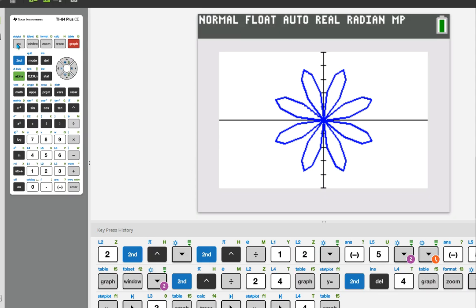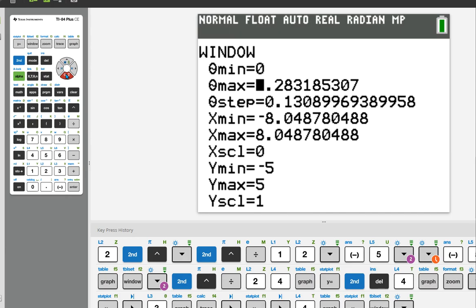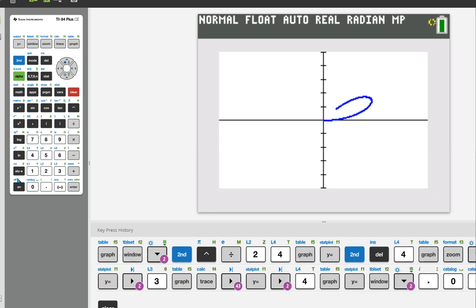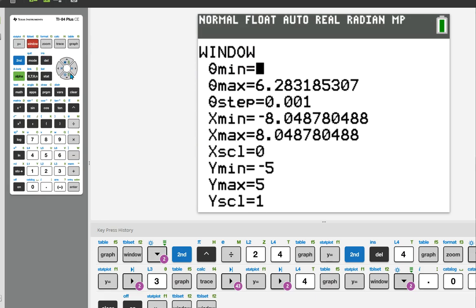So if we changed our T-step, now I'm going to make a really long video, sorry. If we go to window and change our T-step to like, watch this, 0.001, watch how slow it'll go. Then it's gonna like inch along, but watch how pretty the little petal will be. It'll be all nice and round, but nobody wants to wait that long. So clear, enter, and go back to your window. So that's kind of like what your T-step does, or your theta step in this case.